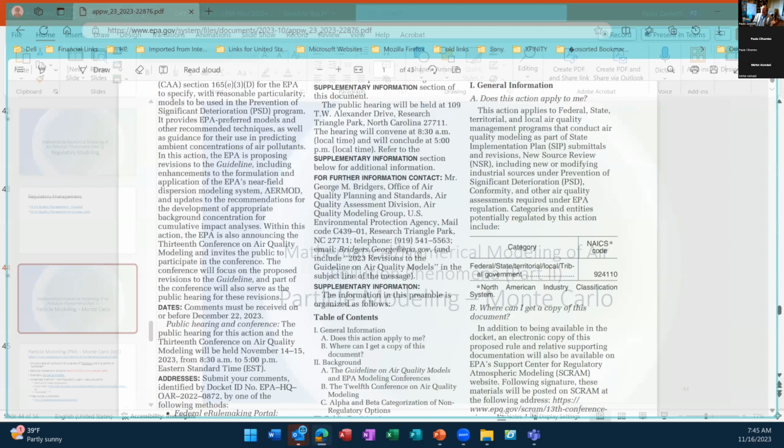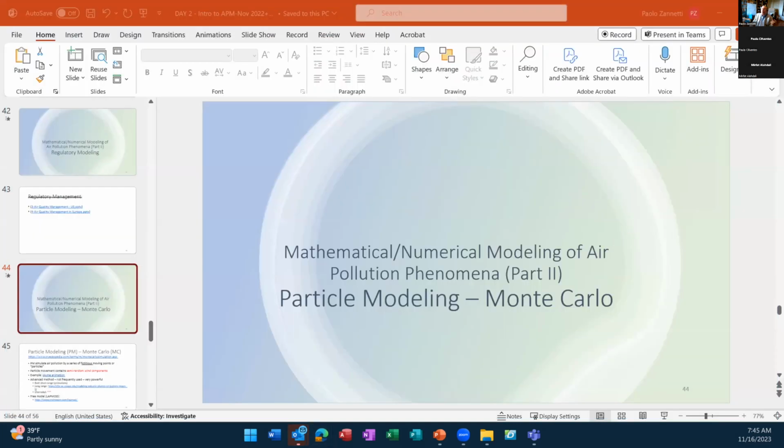So that's something that I wanted you to see, that for regulatory modeling, we have a lot of precise rules that you have to be aware of and you have to follow. And most of them make sense.